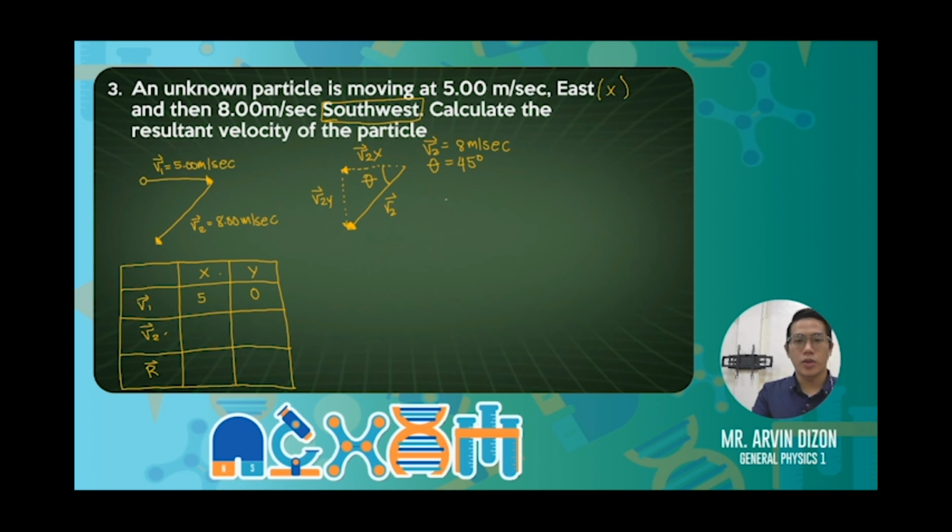So to do that, we're going to still use the SOHCAHTOA. First, we have to analyze what part of the triangle would be V2x and V2y. So for V2x, we can see here that it's adjacent to the angle. So V2x is adjacent to the angle. So using SOHCAHTOA, here, this would be CAH, meaning it should be cosine. That will now be the shortcut.